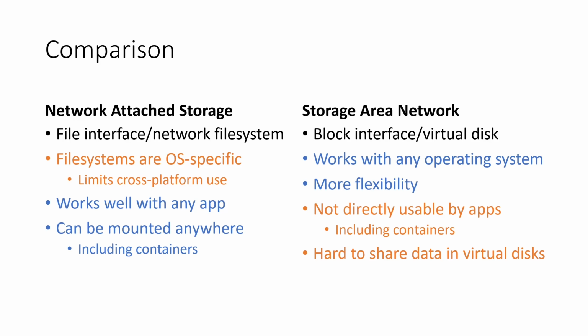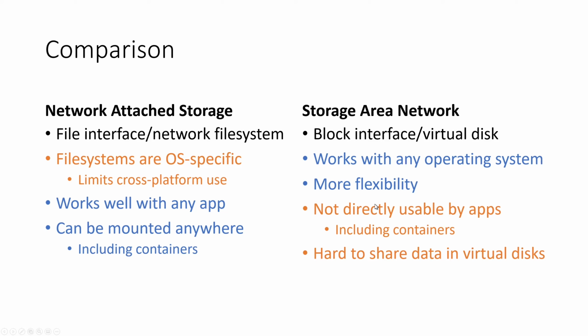So let's contrast network attached storage with storage area networks. So network attached storage usually exports a file interface. So we have this network file system that we mount on other devices in our network. Storage area networks can also export a file interface, but they usually export a block interface. So we create virtual disks on our storage area networks, and then these virtual disks are used by other servers and other virtual machines in our network.